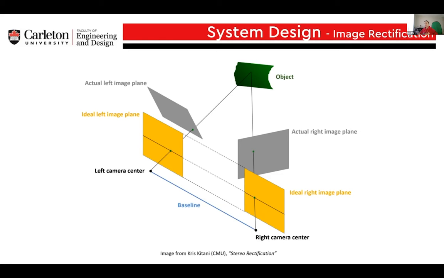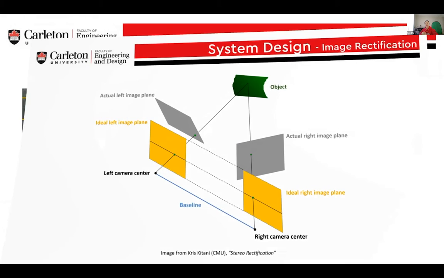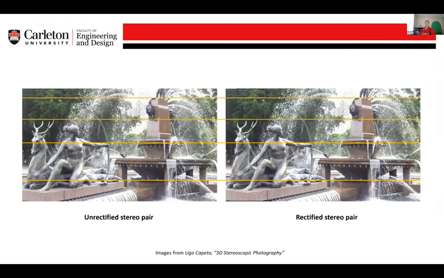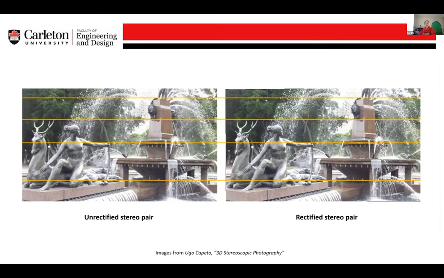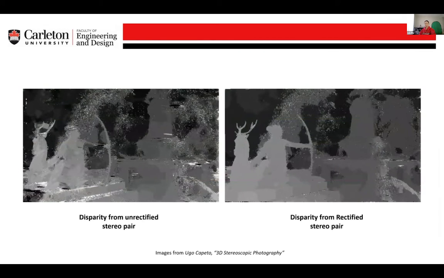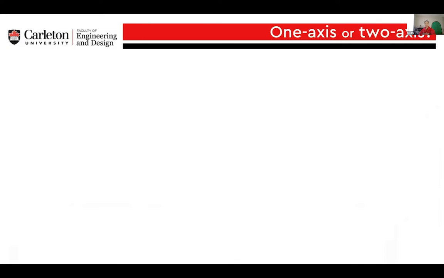So this is where image rectification comes in. What image rectification does is calculate a virtual common plane that we can reproject the actual images onto, where we can easily apply the correspondence algorithm and find the corresponding points with less effort. And some existing researchers have proved that with a rectified stereo pair, we can generate much, much better disparities.